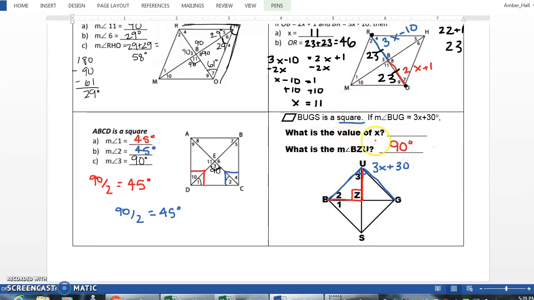Now we still need to figure out the value of x. Well, because this is a square, I also know that all of the corners are 90 degrees. So this corner is going to be 90 degrees, but it's also 3x plus 30, so I can set up my equation: 3x plus 30 equals 90 degrees, and solve for x. So I subtract 30 from both sides. 3x equals 60. Divide by 3, and x equals 20.